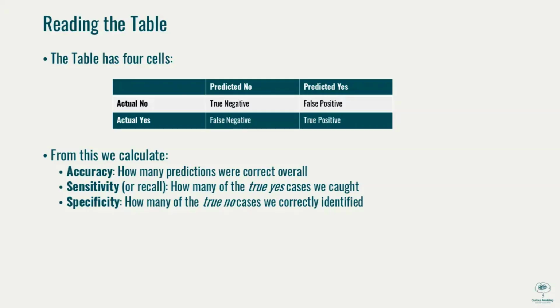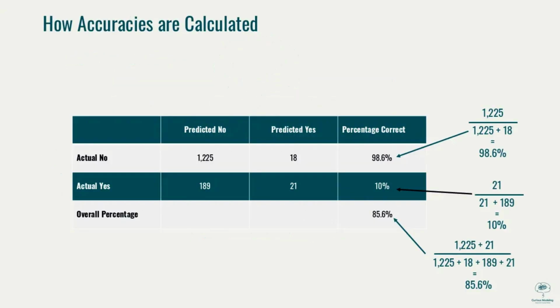And from this, what we can calculate is 3 things. So accuracy is how many predictions were correct overall. Sensitivity, or often called recall, is how many of the true cases we actually caught. And then specificity, how many of the true no cases we correctly identified. And then here's a way to actually look at how they're calculated. So let's take this percent correct on the actual no against predicted yes. You're taking that base value of 1225 and then dividing it by 1225 plus 18 and gives you the percentage accurate here at a 99%.